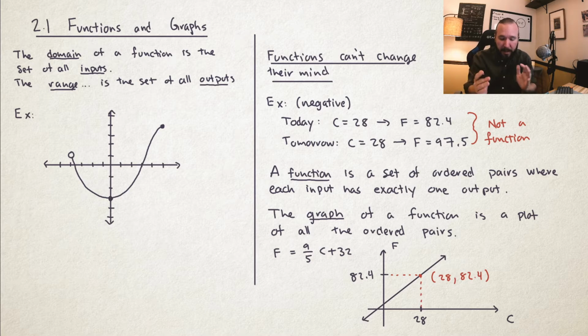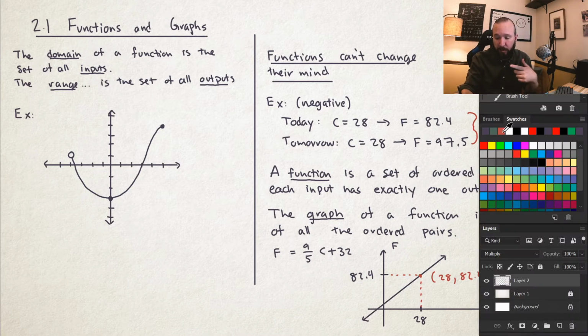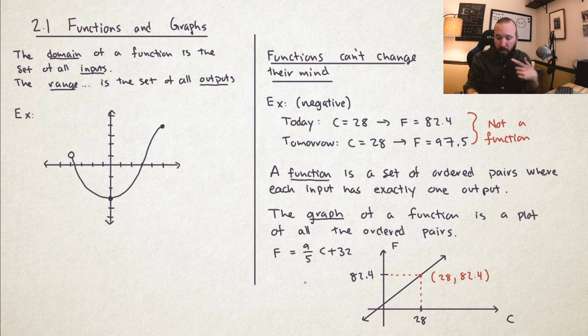So the idea is that all of the possible things that you could put into this function are the domain, and all of the possible things that you could get out of the function are the range. So in our example, all of the possible degrees Celsius would be the domain, and the set of all possible degrees Fahrenheit would be the range. So you can actually just read the domain and range off of the graph.